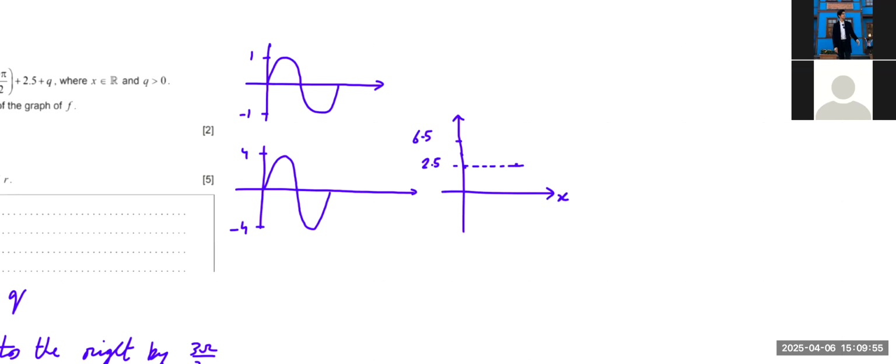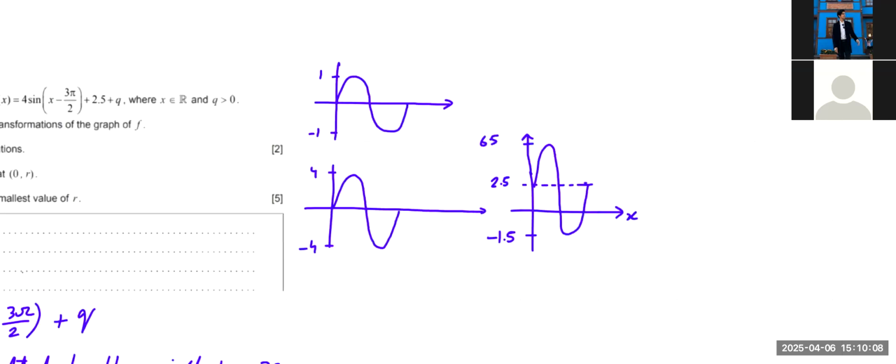Are you following, by the way? Yeah. Okay, something like this. So the peak is 6.5 and the bottom is, I guess, minus 1.5, because 2.5 minus 4, right? Because the amplitude is 4. Now that's what f of x looks like.